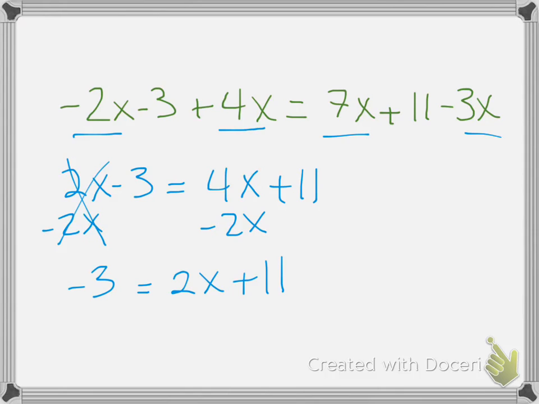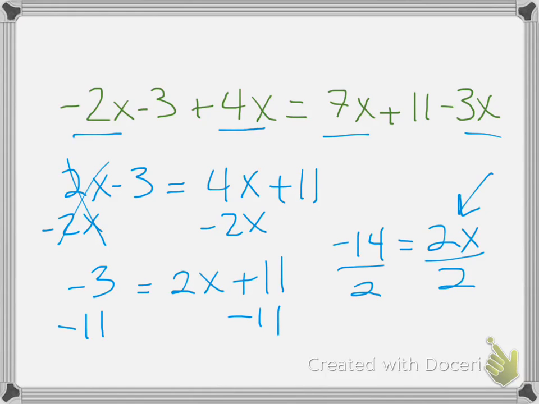Okay, now I have to move my numbers over. So right now I'm adding 11, so I'm going to subtract 11. So I'll have negative 14 equals 2x. Right now I am multiplying, so I need to divide to get rid of it. So I'm going to divide both sides by 2. Negative 14 divided by 2 is negative 7. So our x equals negative 7.